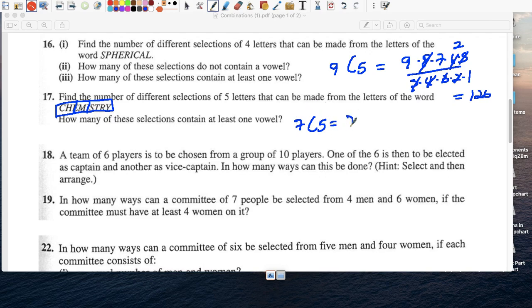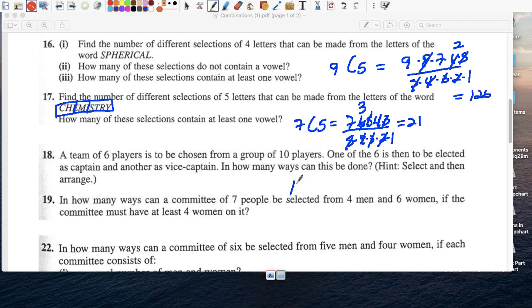So it would be 7, 6, 5, 4, 3 over 5 times 4 times 3 times 2 times 1. 5, 4, and 3 simplify. 2 and 6 become 3. We have 21 different ways, different combinations in here where there are no vowels.